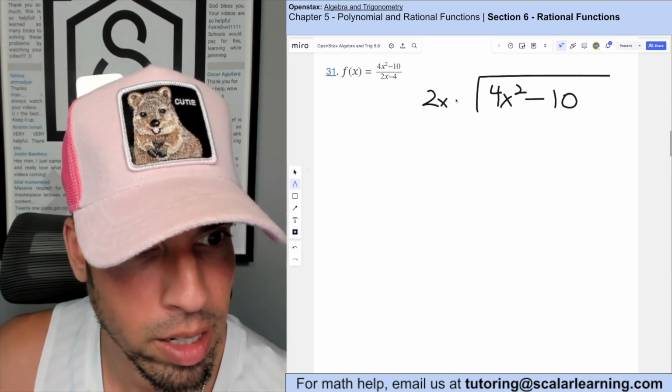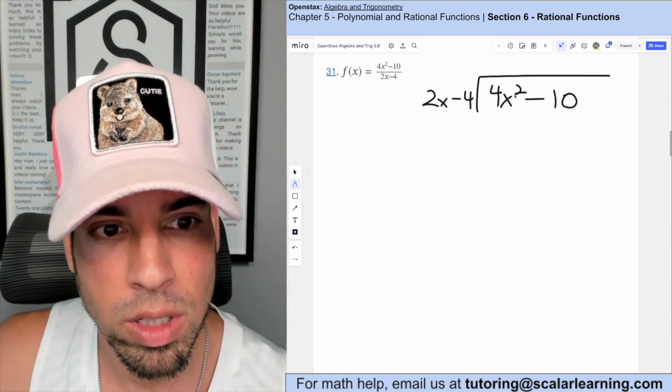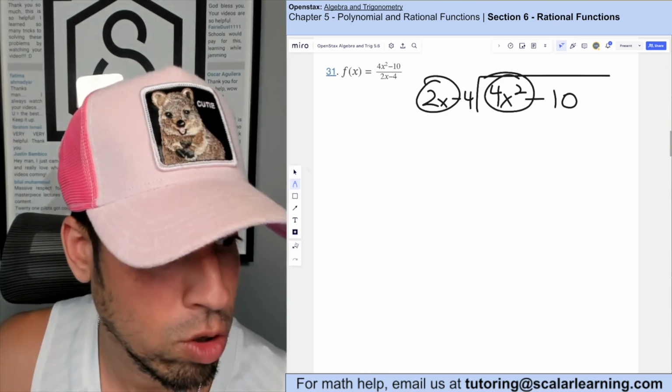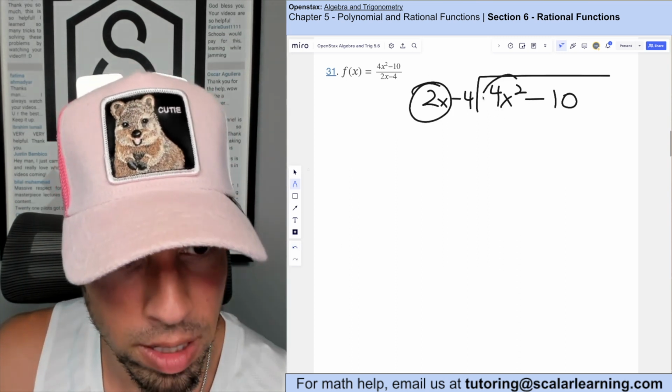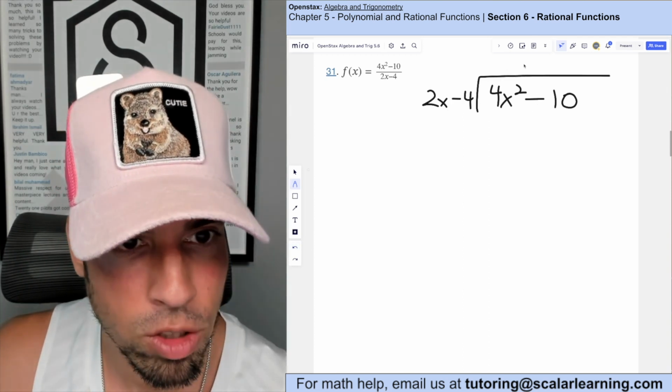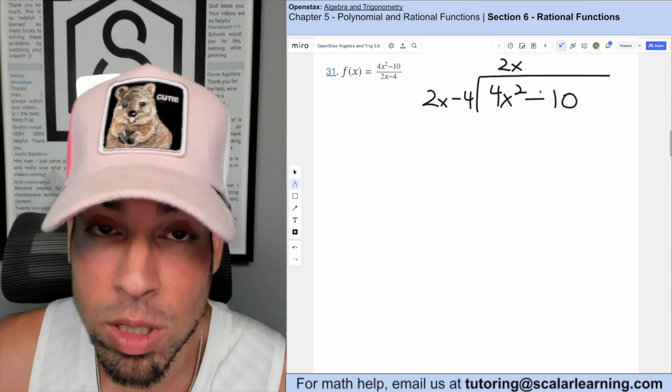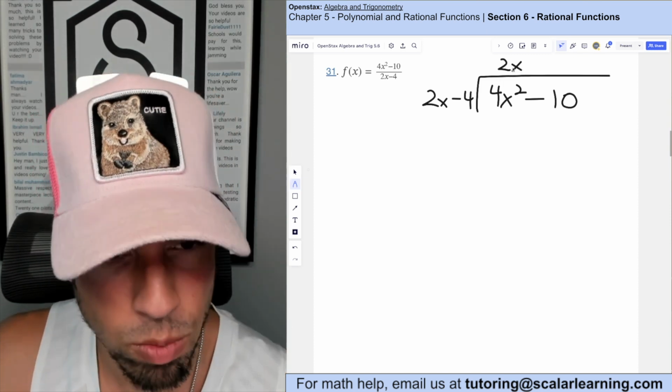We'll set it up, 2x minus 4. And again, we're only concerned with that leading term. So how many times does 2x go into 4x squared? Or what do I multiply this by to get this? That would be 2x. So we're just going to put a 2x up here. Usually I'd put that over the x term, but there isn't one, so we'll just leave it there for now. Doesn't really matter.